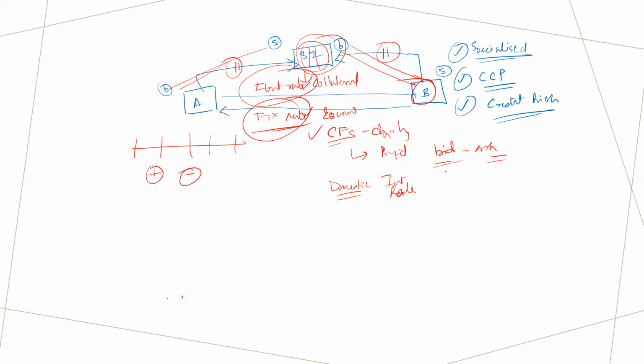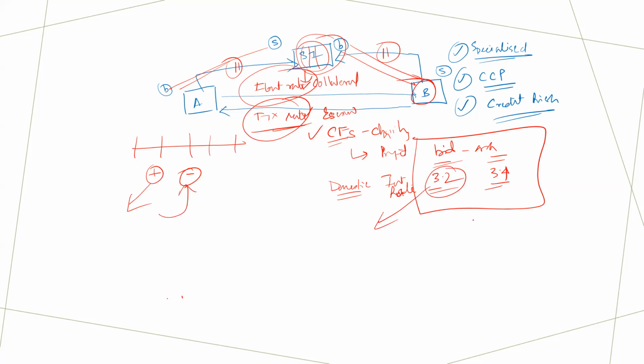Now, when we talk about this bid and ask rate, because there is a centralized counterparty, when A will be receiving cash, it will be receiving at the rate of 3.2%. And when A has to pay cash, then A will be paying cash at the rate of 3.4%. That's what the bid and ask rate is all about as far as this transaction is concerned. Is it clear? Do you have any question here?